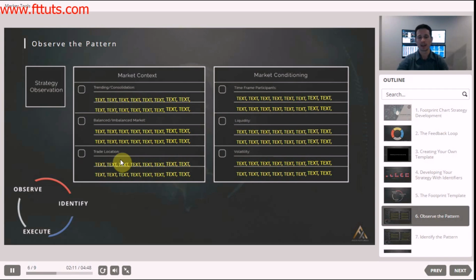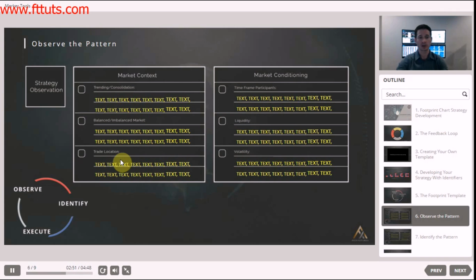Now, the first thing we need to look at, as you can see in front of you, is the strategy observation section. You can very clearly see on the left box, we've got market context, and on the right box, we've got market conditioning. These are the 2 sub-indexes of strategy observation. Bear in mind, as I mentioned earlier, this is nothing more than the preconditioning of the market in which we want to trade, because these are the prime conditions to execute our various trade strategies within.